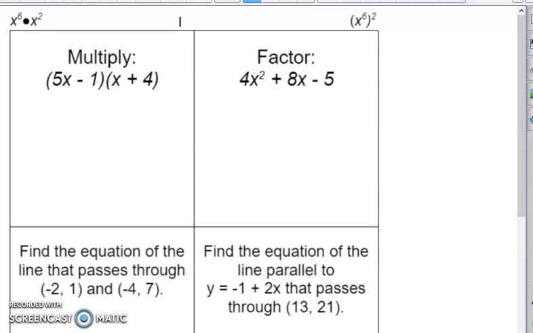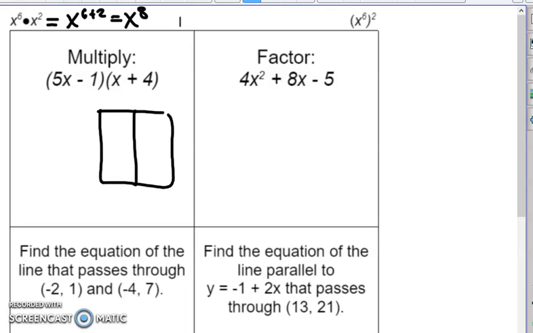Alright, so starting at the top, when you have multiplication with the same base, the exponents get added. So this is 8x to the 8th power. Multiplication, generic rectangle, so 5x minus 1 and x plus 4.